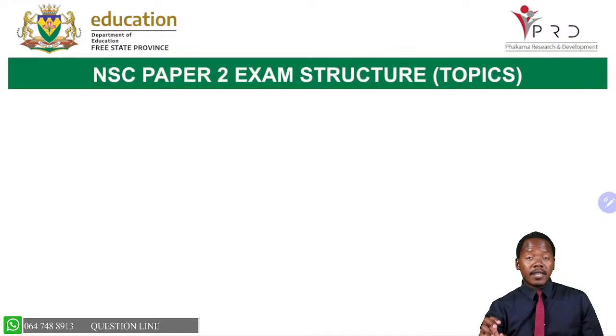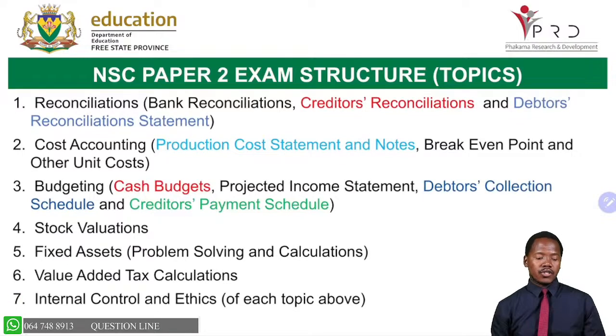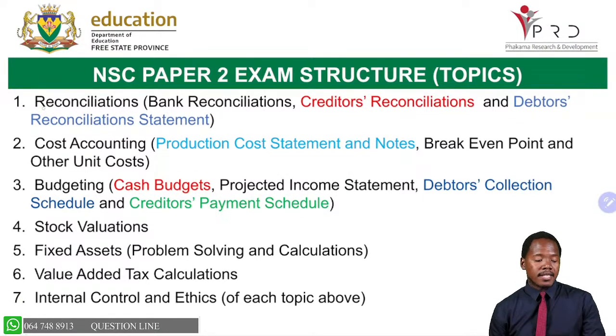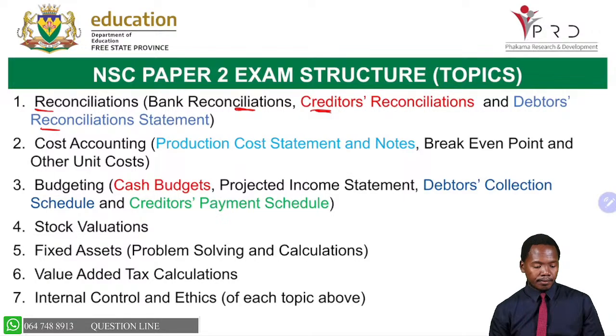Now, let us look at the topics for paper 2. Which topics can you expect tomorrow for your paper 2? Now, let us just check this. We should expect our reconciliations. What do we expect under reconciliations? We are going to be seeing our bank reconciliation statement, our creditors reconciliation statement, our debtors reconciliation statement. It will be good, grade 12s, that you practice all the 3 statements for you to be ready for your reconciliation topic in your paper 2.